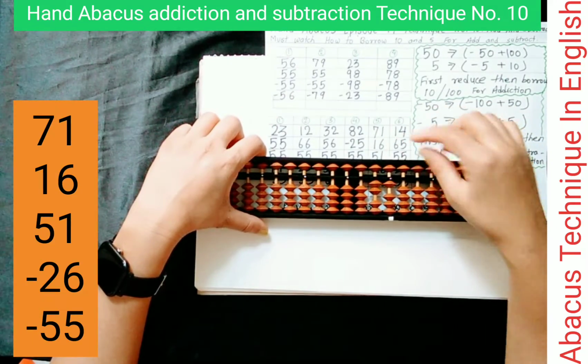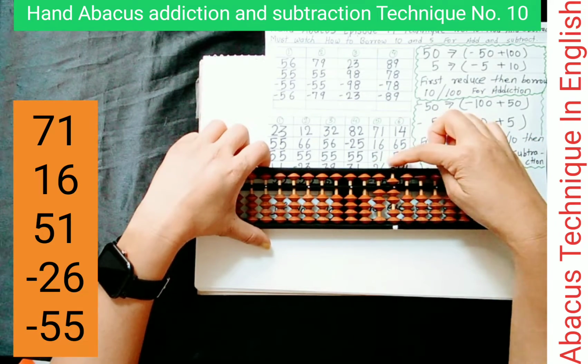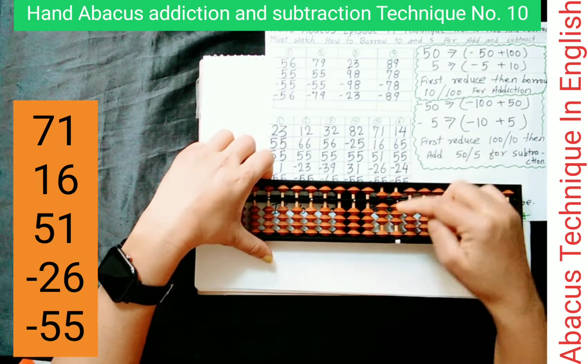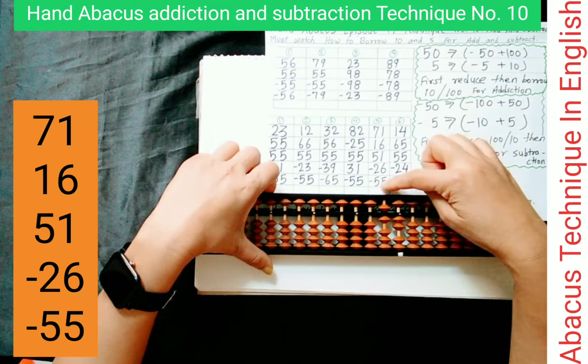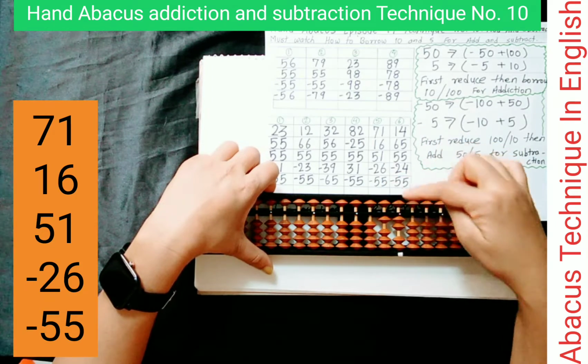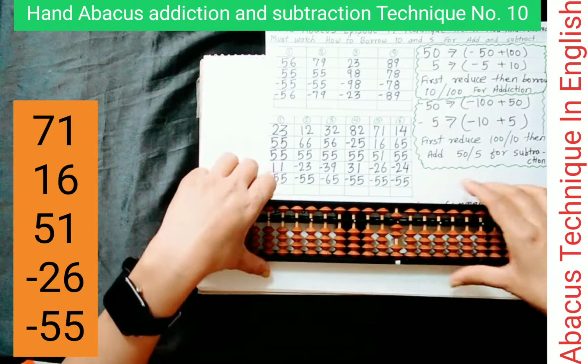Place 16, this is 1 and 6. Add 51, this is 5, 1, 51. Reduce 26. Reduce 55, this is 50, and to reduce 5, reduce 10, add 5, and your answer is 7.